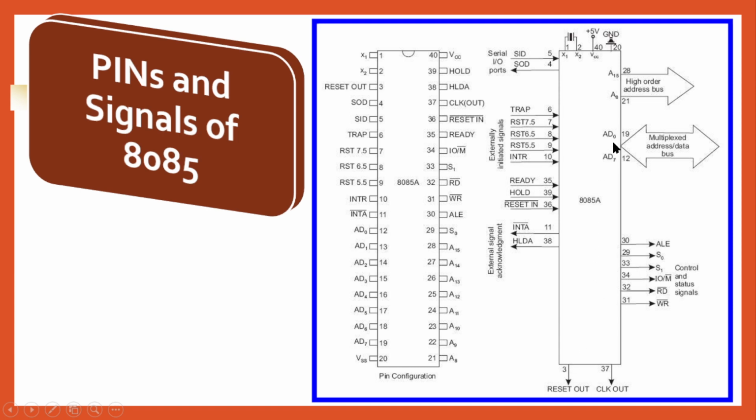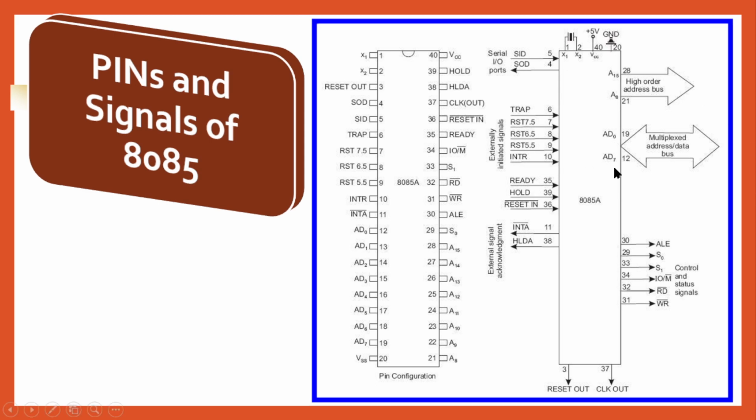Then we have address and data, both important signals in a microprocessor. Address bus means we have an 8-bit address bus because it is an 8-bit microprocessor. So AD0 to AD7, in that A0 to A7 and D0 to D7, both are multiplexed. Multiplexed means the same pin will act as an address for some time, and at some other time the same pin will act as data.